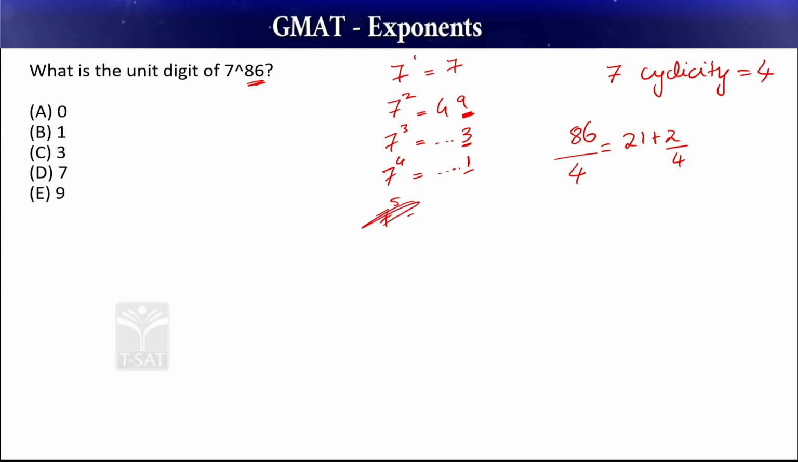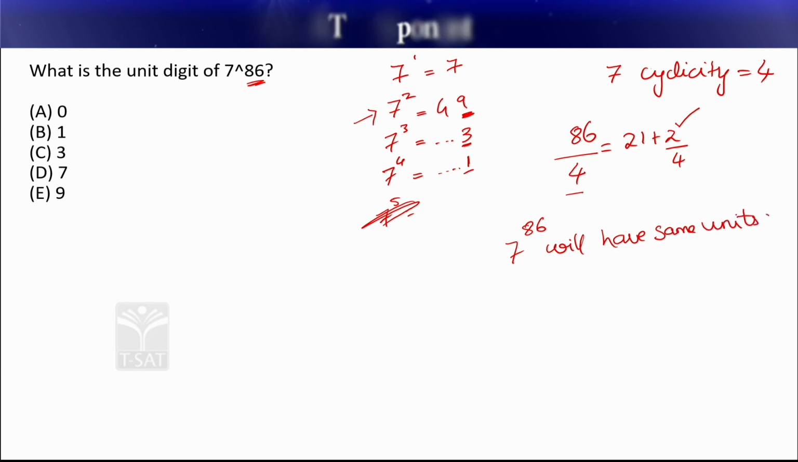What our power is 86. When you divide it by the cyclicity, you have a remainder of 2. So you will have to check 7 to the power of 2. What is 7 to the power of 2? It has 9 at its unit digit. So 7 raised to 86 will also have the same units digit as 7 to the power of 2, the remainder when it's divided. So that is 9. That is option E is our answer.